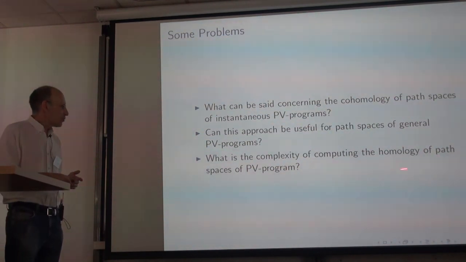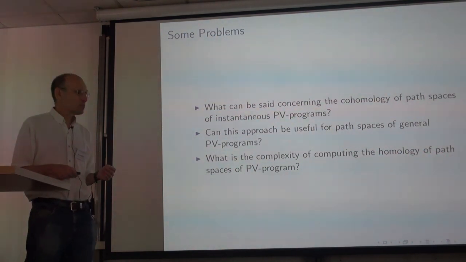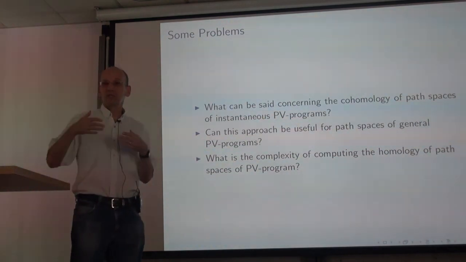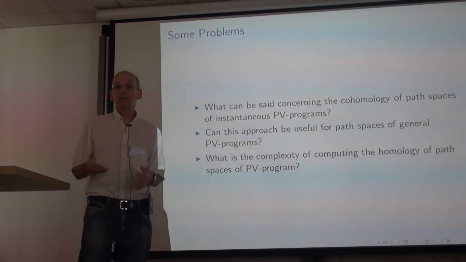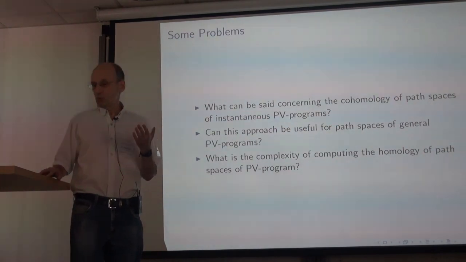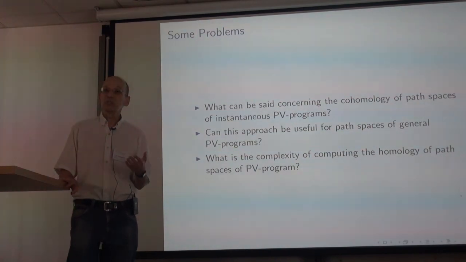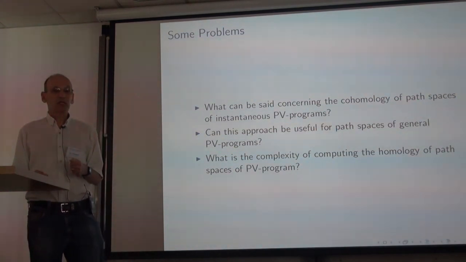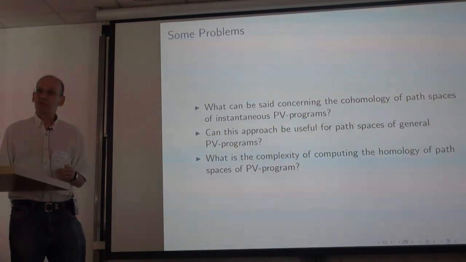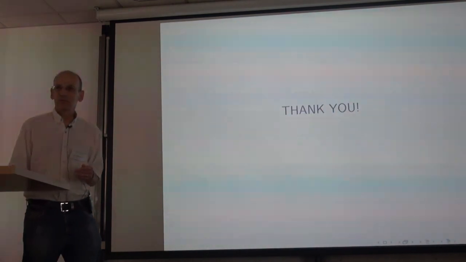And another general question is, what is the complexity of computing the homology, say, of the past space of a PV program? We know by Raussen's algorithm that it can be computed. Raussen's algorithm is definitely super polynomial, it's actually exponential. The question is, can we show that it must always be exponential? I would guess that the answer is yes, but I don't know a formal proof. And this last important slide is this.